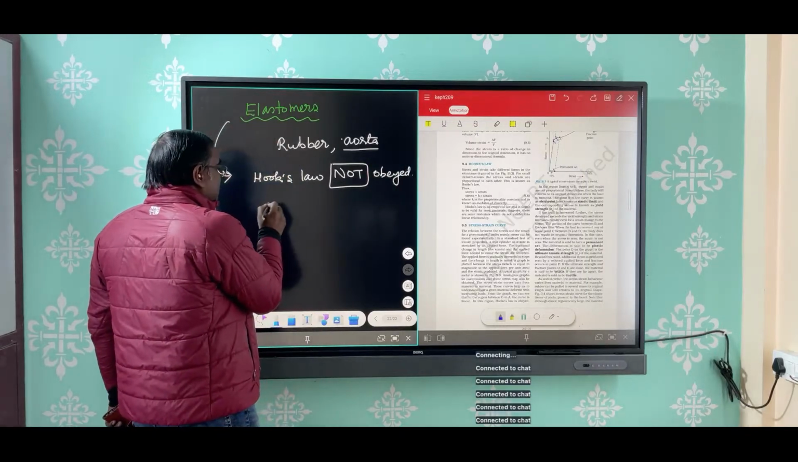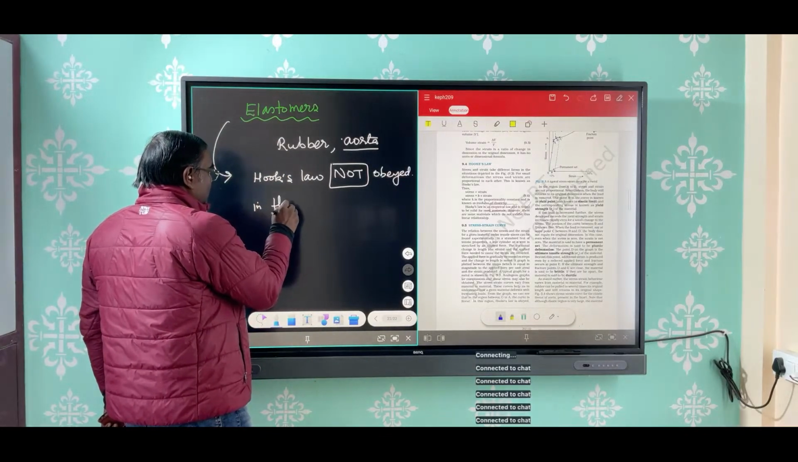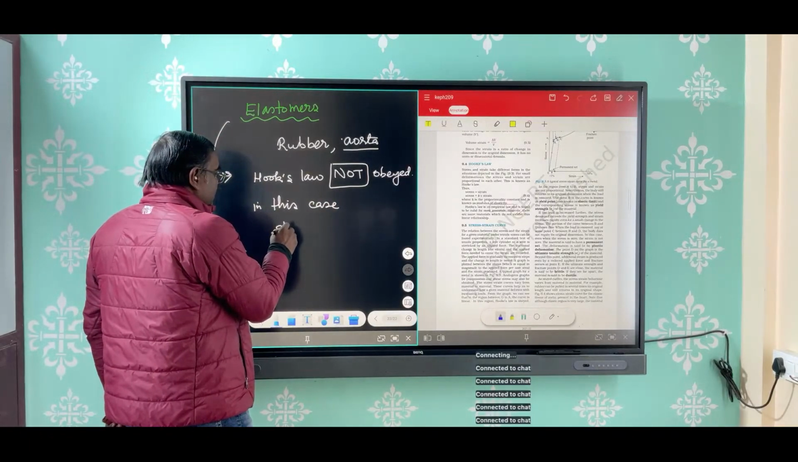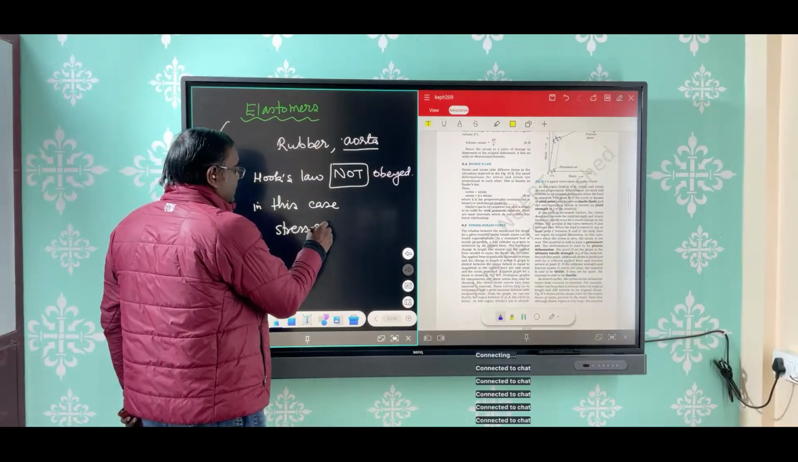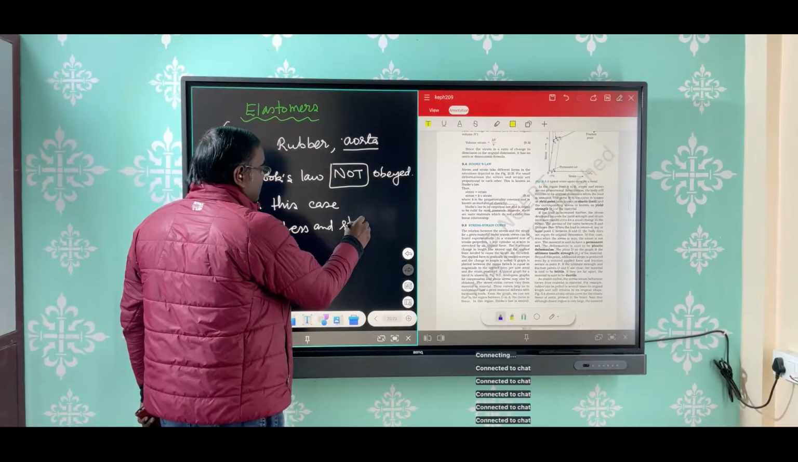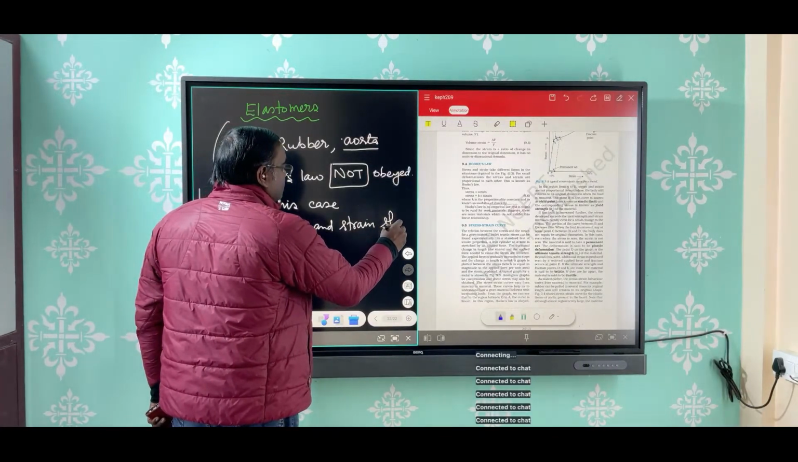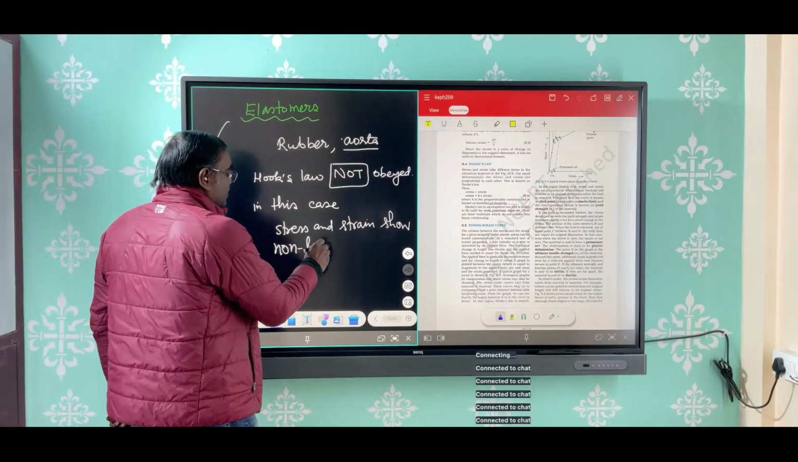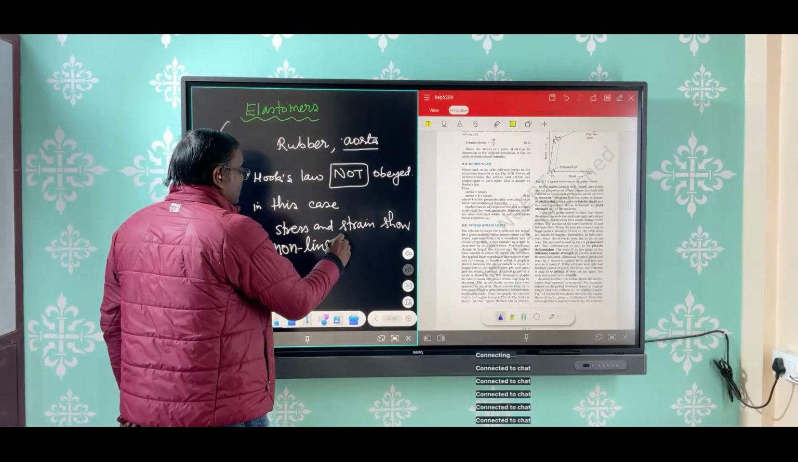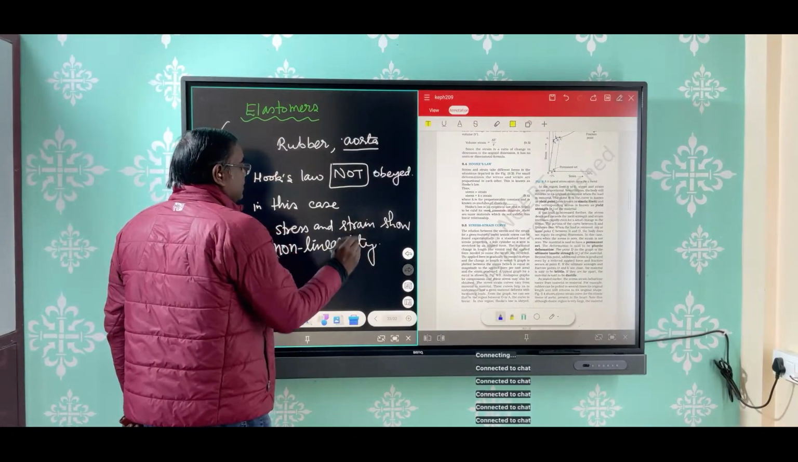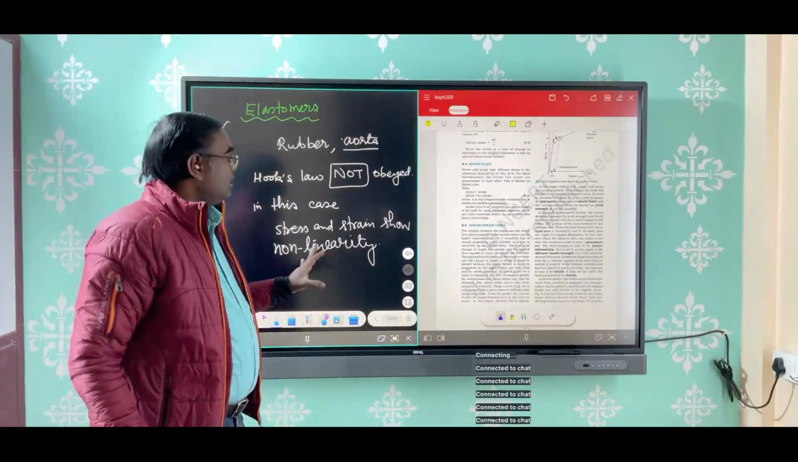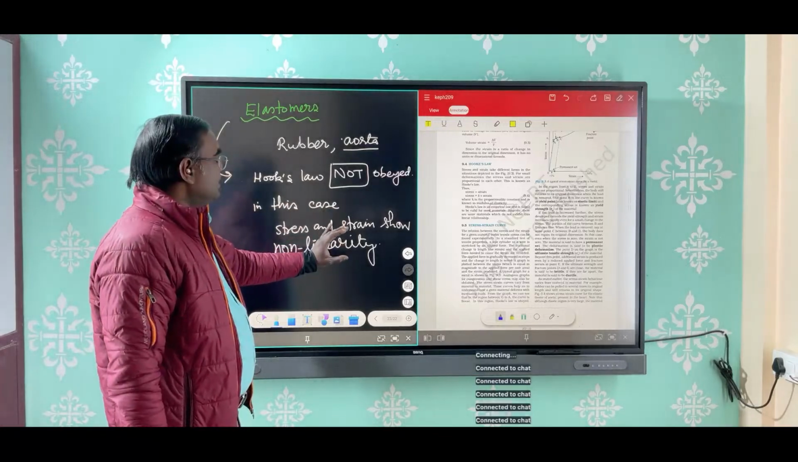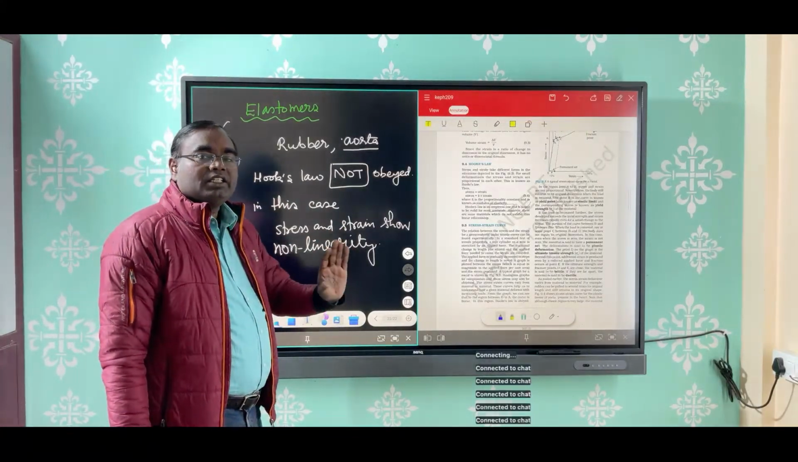So that means in this case, stress and strain show a non-linear relationship, or non-linearity. Okay, so mark it. For elastomers, stress and strain show non-linearity. It doesn't follow Hooke's law.